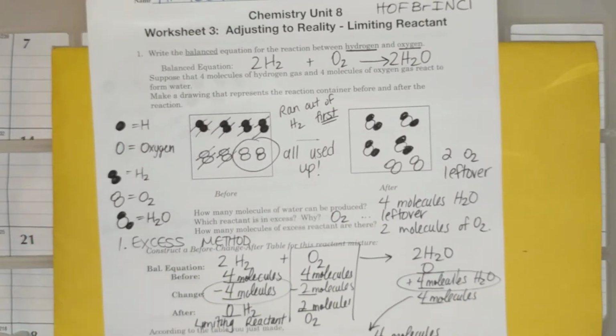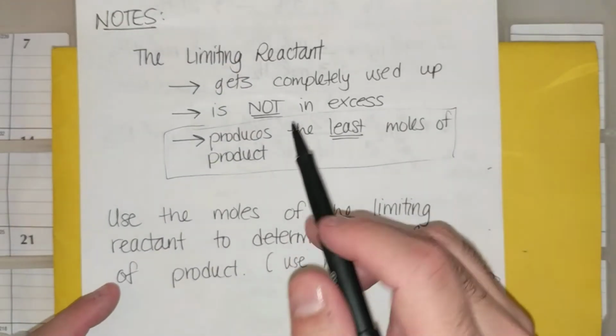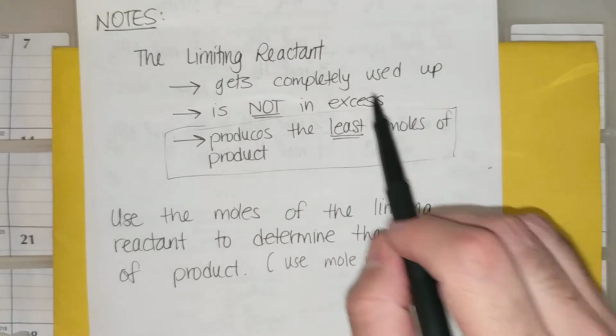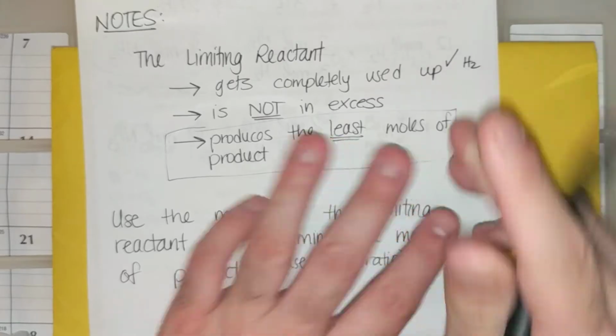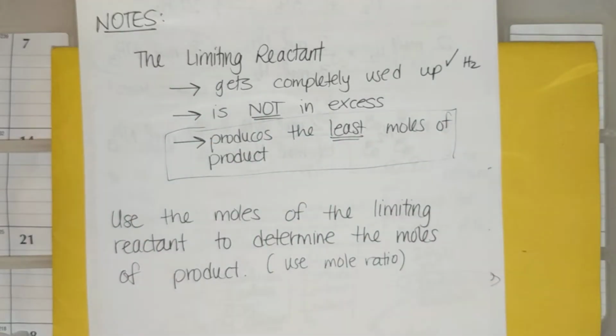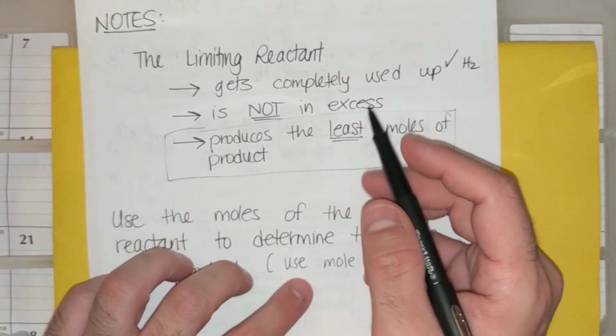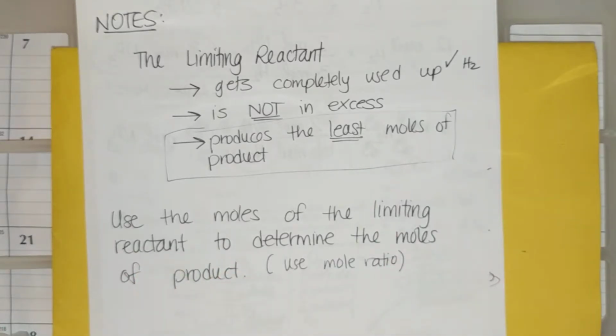So back to our definition here and which one that we use. The limiting reactant gets completely used up. We did that. That was kind of like our H2. It got completely used up. I had none left. It is not in excess. Okay, so the O2 was the element that was in excess. That is not the limiting reactant.